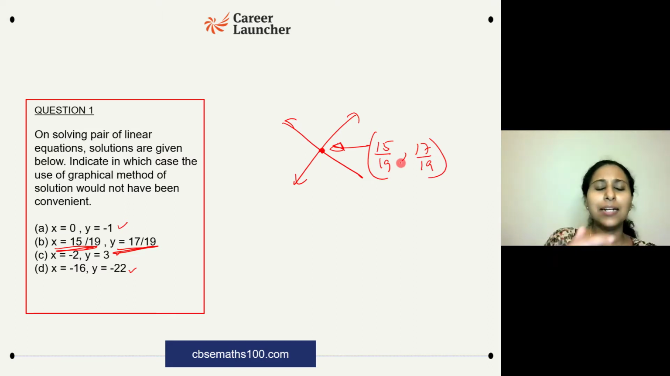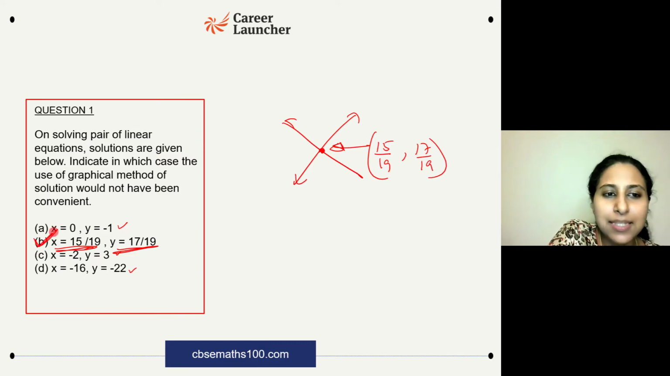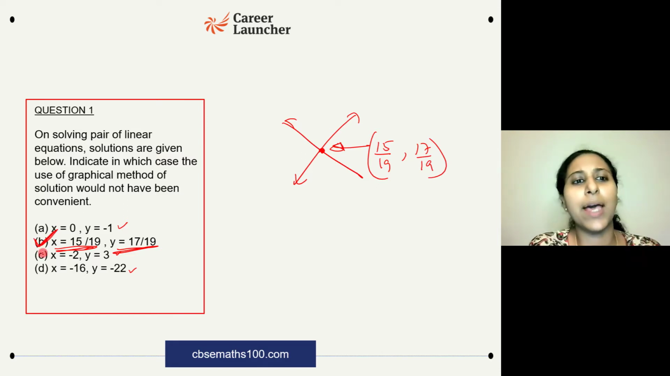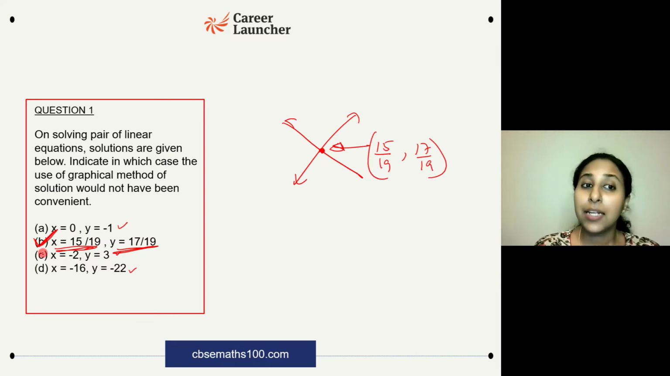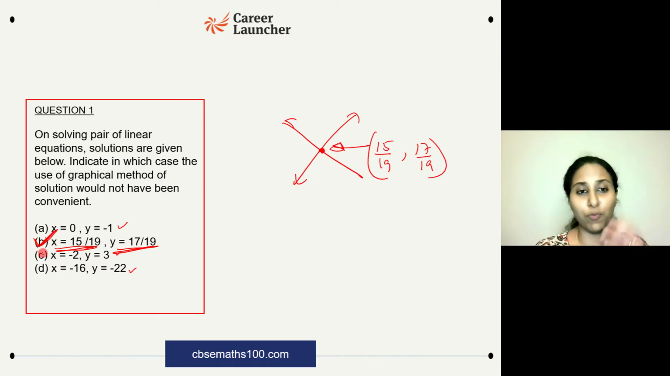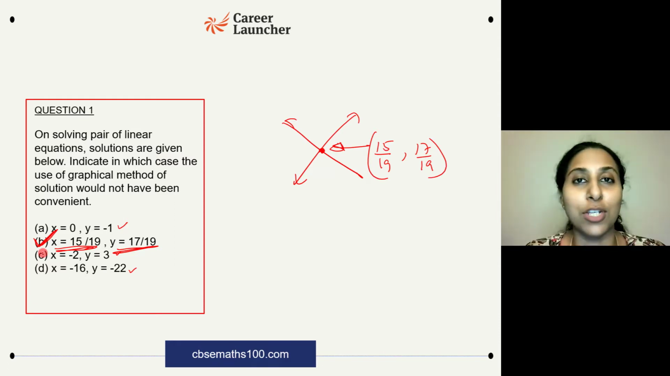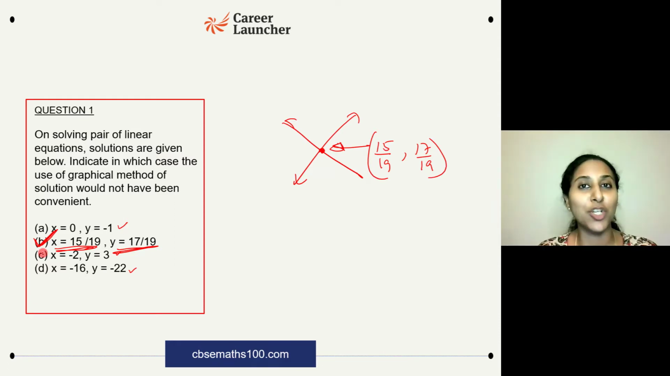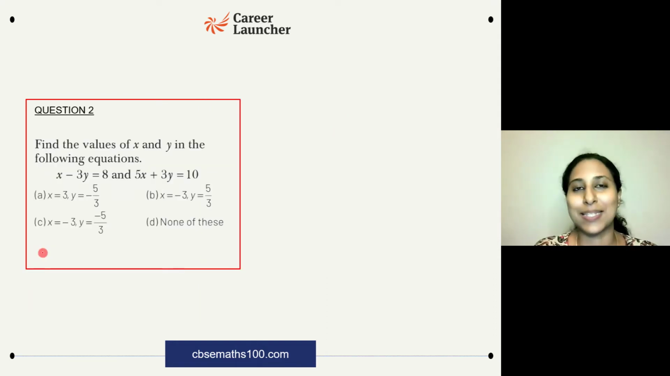Hence, we will say that option B would be the answer here. This is the case where graphical method of finding solution would have been inconvenient. And in this type of solution, for whichever equations you're getting this type of solution, substitution or elimination would have been the better choice. Let's look at the second question.